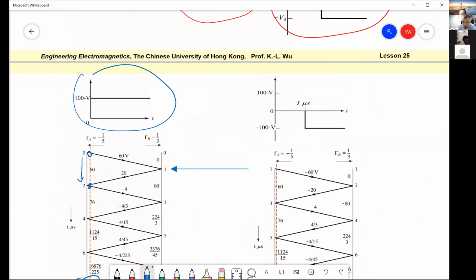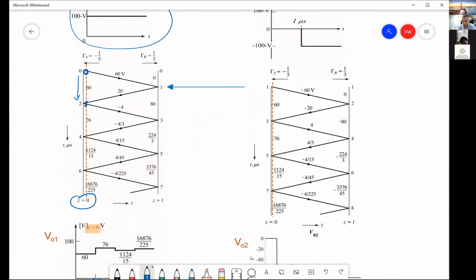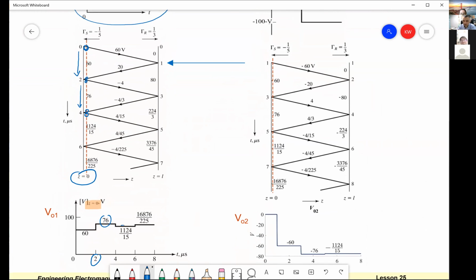Then the original one, add this 3, we get 76, okay? Then from 2 to 4, we add another voltage and so on, right? So that is this, right? So we can move on.